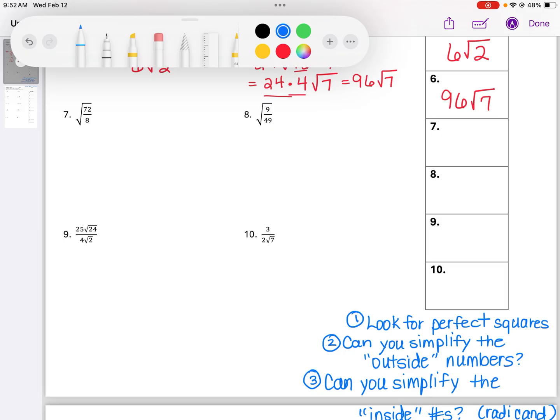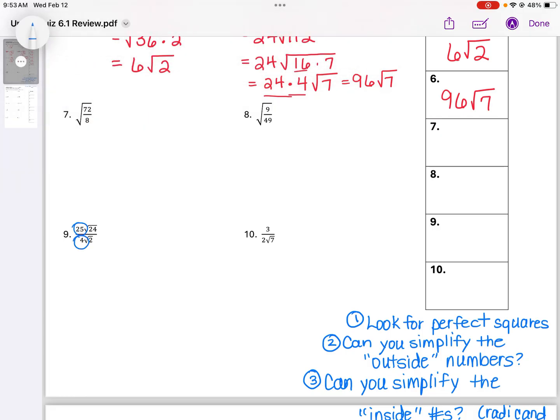Okay, so on the first one, I have 72 over 8. If I use my step 1, I don't see any perfect squares. So no perfect squares there. And then step 2, can you simplify outside numbers? There's no outside numbers. There are some in number 9. You see these, but there's not any in number 7. But number 3, we are going to be able to do, okay?